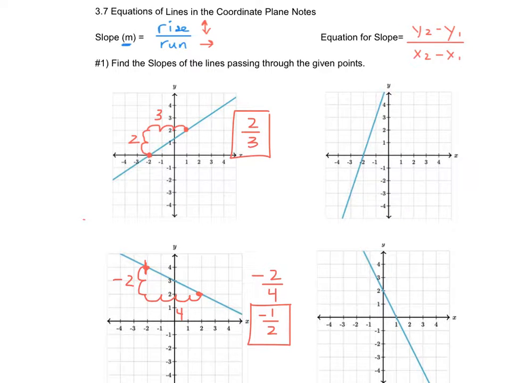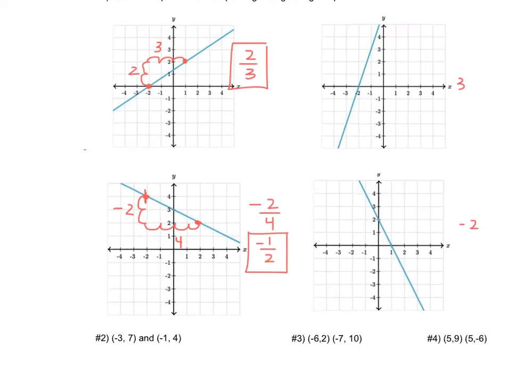So if you want to try those other 2, you're welcome to try those other 2 just to feel it out. You should be getting a slope of 3 here, and you should be getting a slope of negative 2 for that other one if you want to try those out.